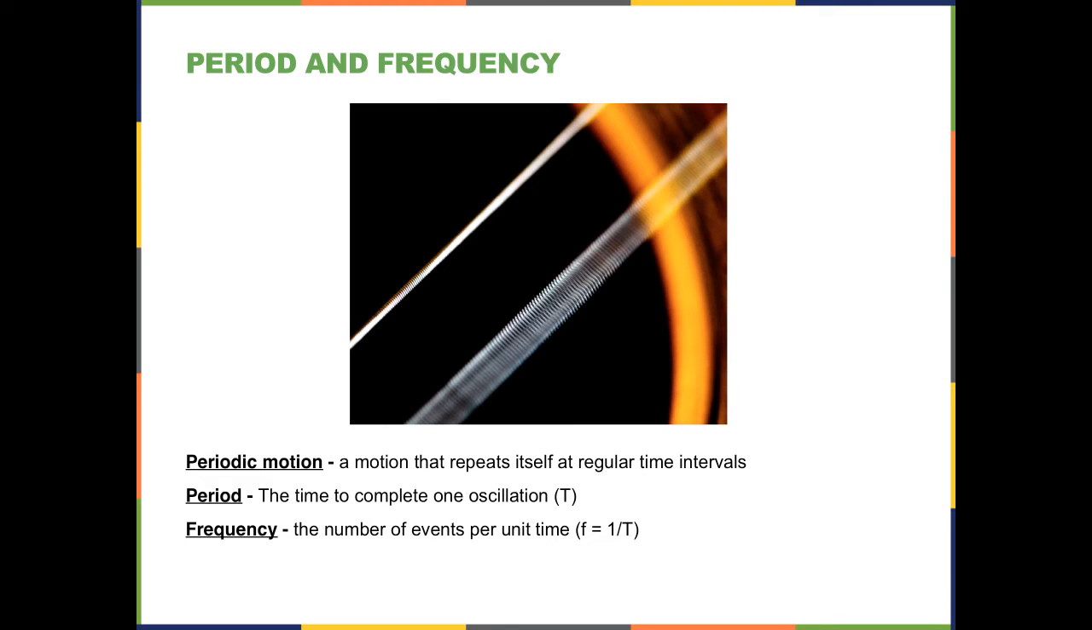Frequency is the reverse of that period. It's 1 over the period, or 1 over T, and it's generally abbreviated little f. It's the number of events that can be completed in any particular time interval. So if it's a second, it's the number of events that can be completed in a second. If it's a minute, it's the number of events that can be completed in a minute.